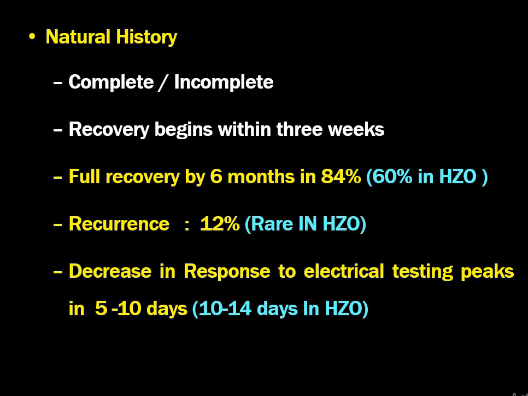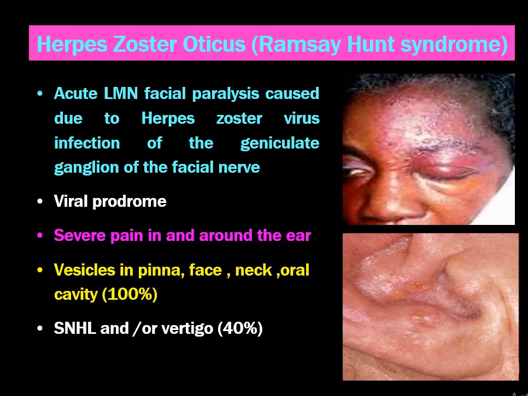Decrease in response to electrical testing peaks in 5 to 10 days in case of early Bell's palsy, but in case of herpes zoster oticus, it peaks by 10 to 14 days. Herpes zoster oticus, or Ramsay Hunt syndrome, is defined as acute lower motor neuron facial paralysis caused by herpes zoster virus infection of the geniculate ganglion of the facial nerve.